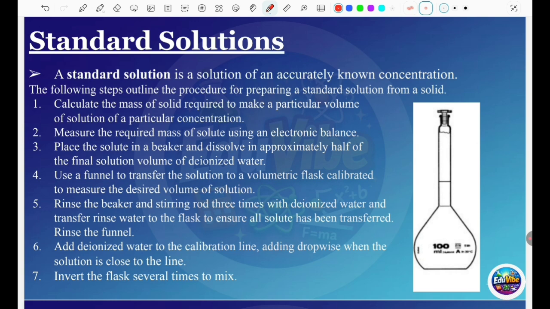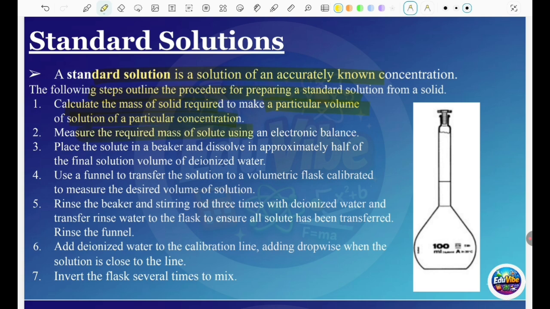A standard solution is a solution of an accurately known concentration. The concentration is known, and we have found the accurate solution of that. So what are the steps to prepare it? First, calculate the mass of the solid for a particular volume of solution with a particular concentration.